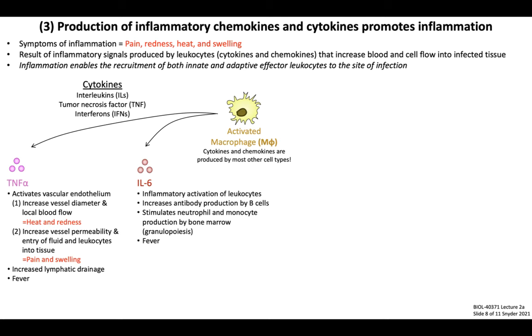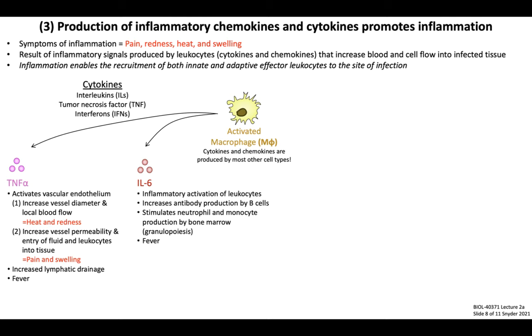Now, activated vascular endothelium increases the diameter of blood vessels in order to increase blood flow to a local tissue, resulting in the heat and redness symptoms of inflammation. Activated vascular endothelium also leads to increased vessel permeability, which allows for the increased entry of fluid as well as leukocytes and other signaling molecules into the infected tissue. And these consequences are why we observe pain and swelling at inflamed tissue sites.